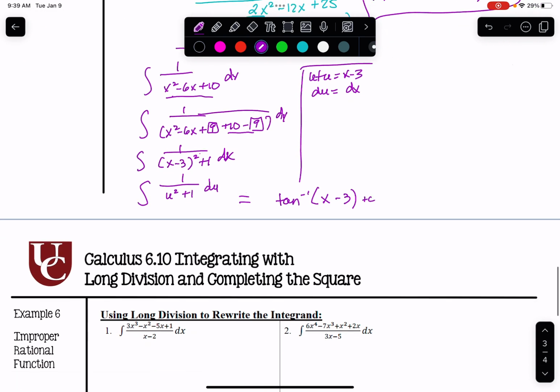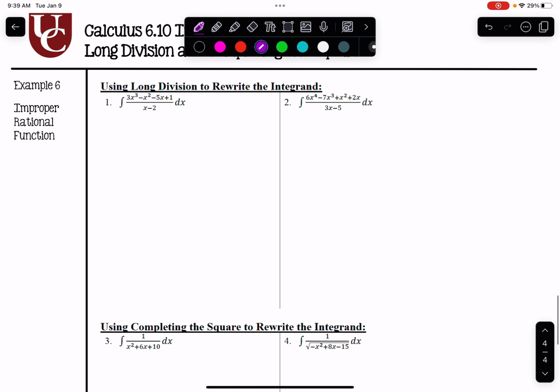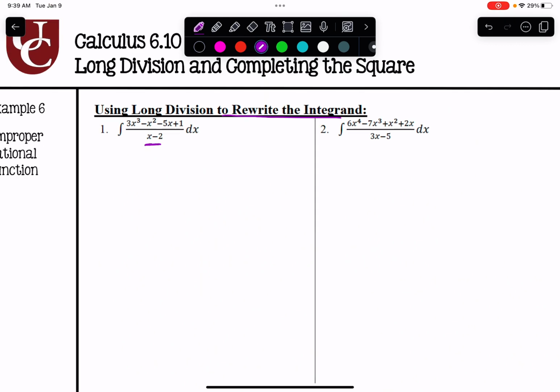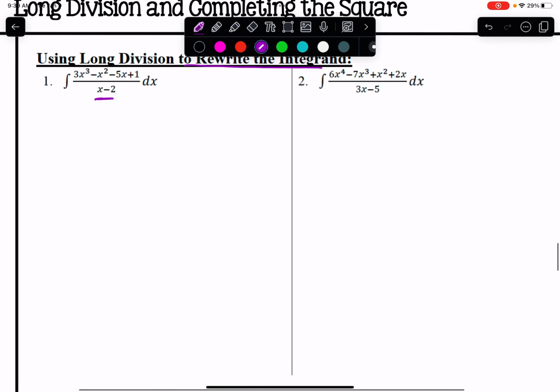All right, let's look at the next few examples here. They just say using long division, rewrite the integrand, and then let's actually find them, okay, instead of just rewriting them. Okay, so we are going to divide by, oh, look, we don't have to do long division for this one because we can do synthetic, which is usually faster.